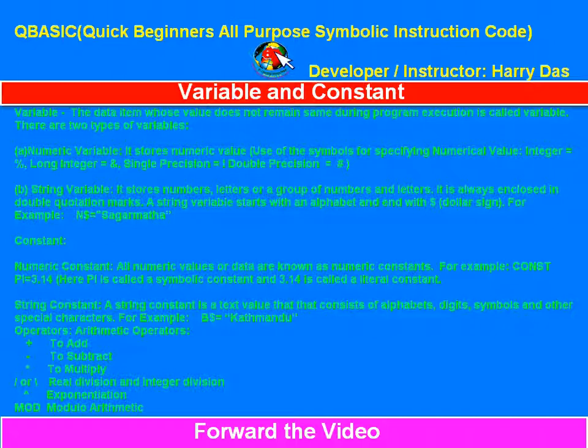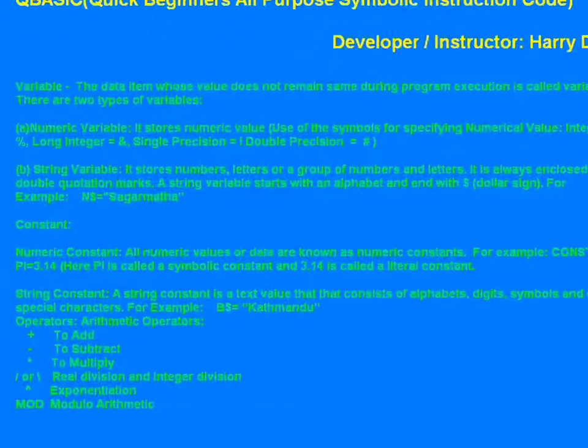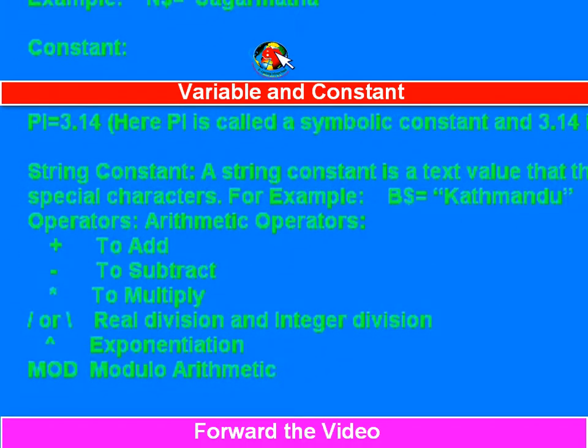String constant. A string constant is a text value that consists of alphabets, digits, symbols, and other special characters. For example, B$ = "Kathmandu" inside double quotation marks is an example of a string constant. Here, Kathmandu is the data that is stored in B$. B is a character and the dollar sign has been used to refer to a string.